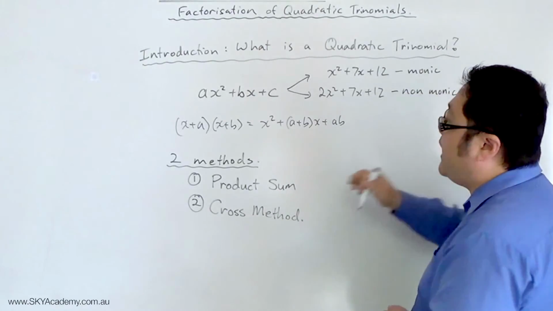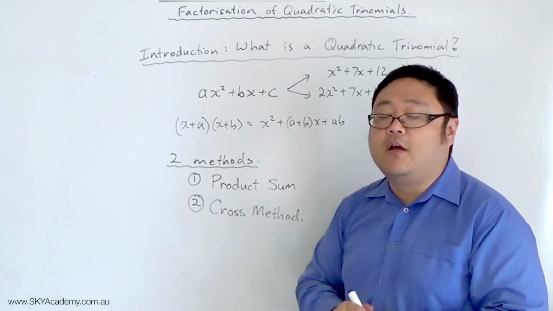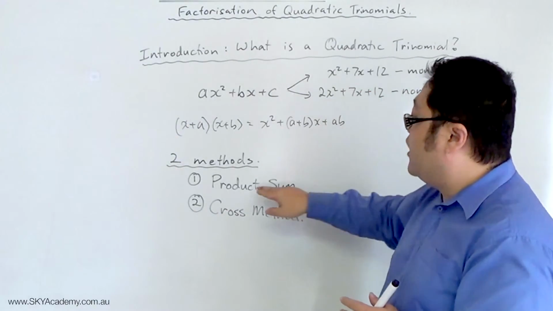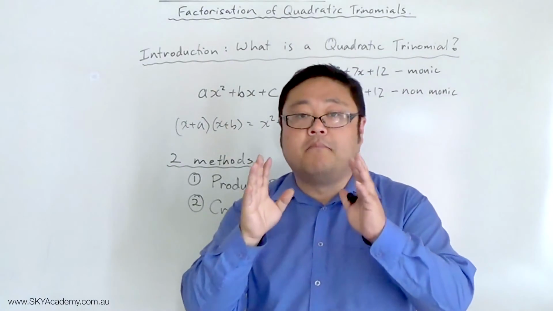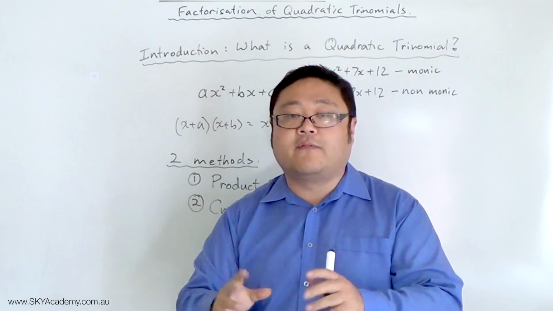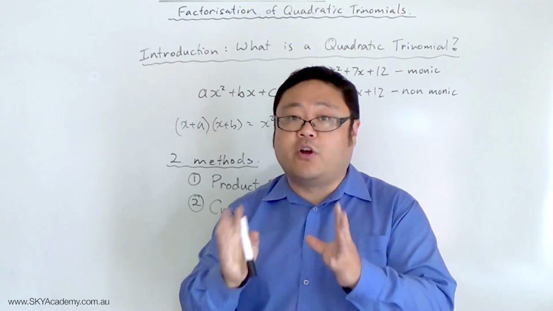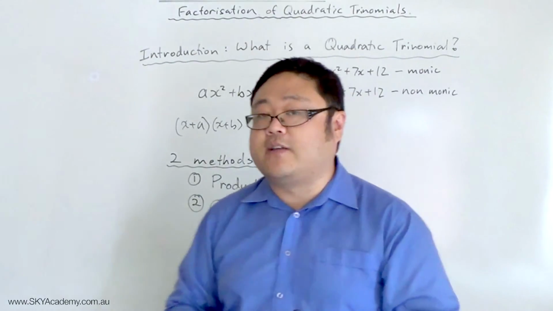And so when I look at the product sum method and the cross method, I'll be doing those 2 examples both with the monic form and the non-monic form of quadratic trinomials. Okay, so we'll be looking to factorize them.